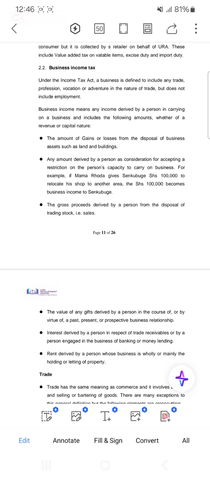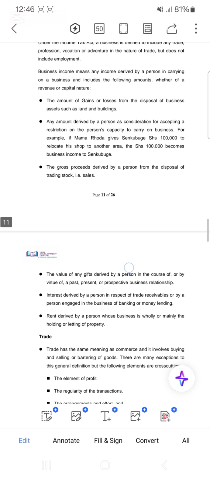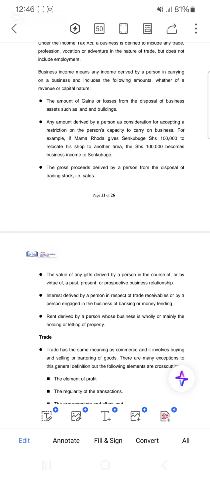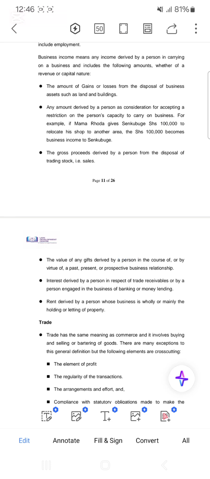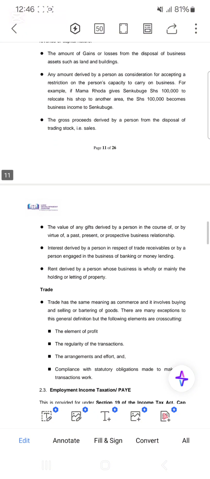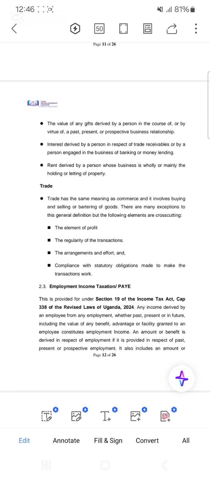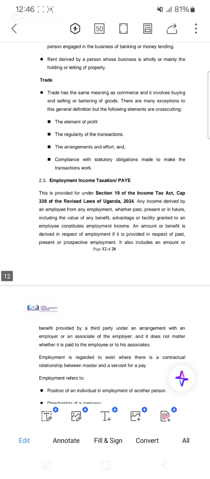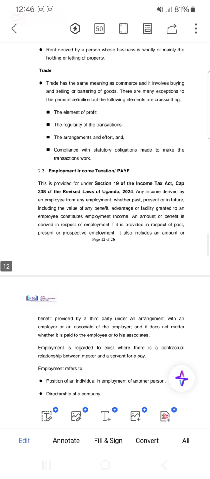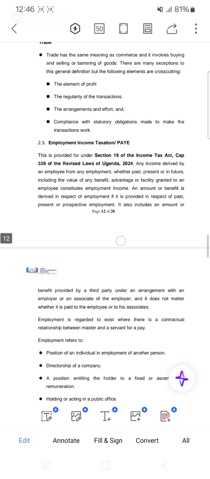Business income tax, other income tax. Business is defined as to include any trade, profession, vocation, or adventure. Business income means any income derived by a person carrying on a business, to include the amount of gains or losses from the disposal of business assets, any amount delivered by a person as consideration for accepting a restriction on the person's capacity to carry on business, the value of any gifts, interest delivered by a person, and rent delivered by a person. Trade has the same meaning as commerce and involves buying and selling or bartering of goods.